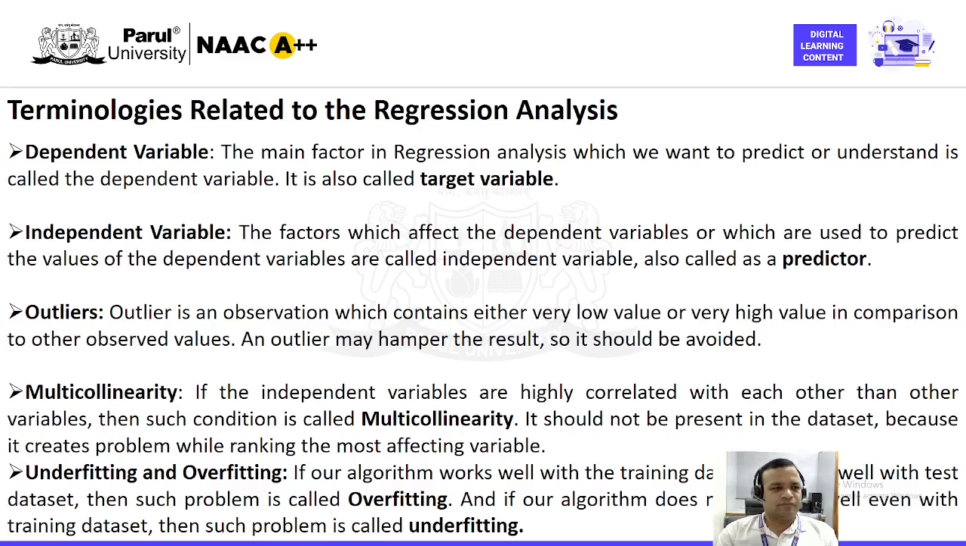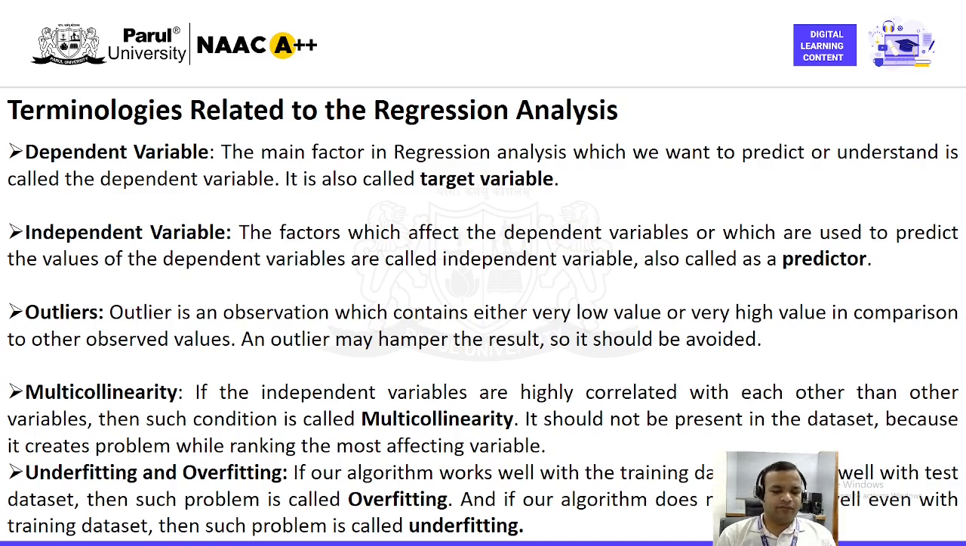There is some terminology related to regression analysis. First one is the dependent variable. The main factor in regression analysis which we want to predict or understand is called the dependent variable. It is also called the target variable.